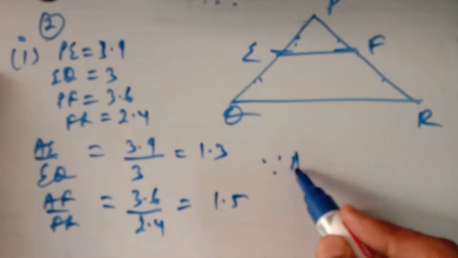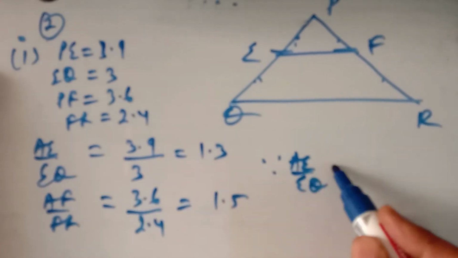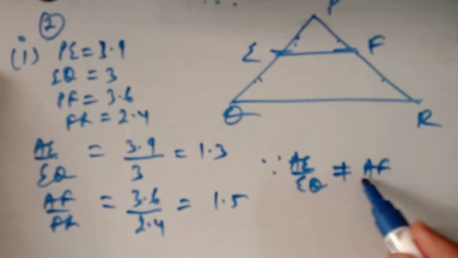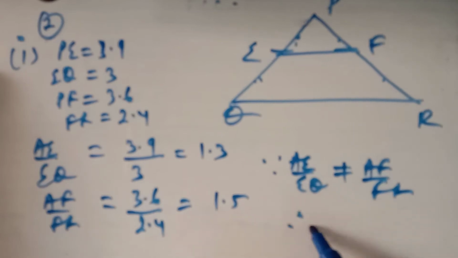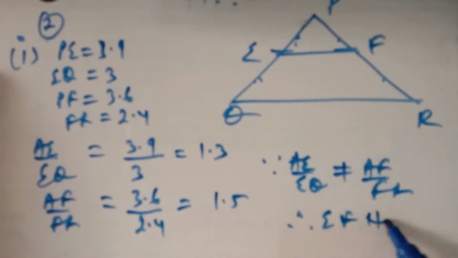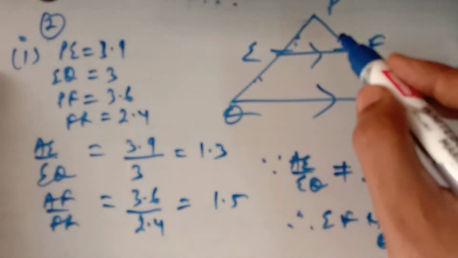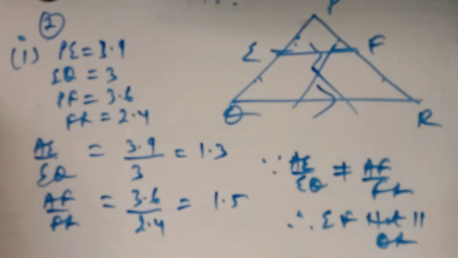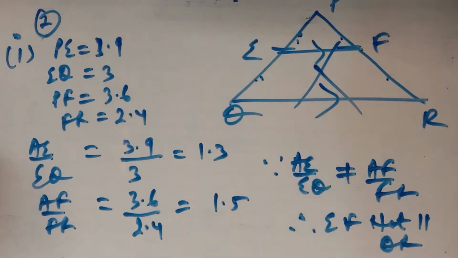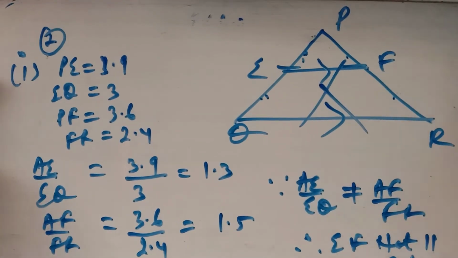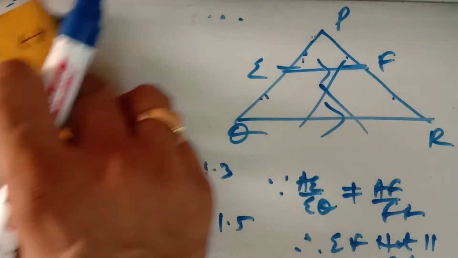Now because PE upon EQ is not equal to PF upon FR, the ratio is not equal, so EF is not parallel to QR. So this line is not parallel to this line, because the ratio is not equal. Ratio is not equal, therefore we can say the line is not parallel.